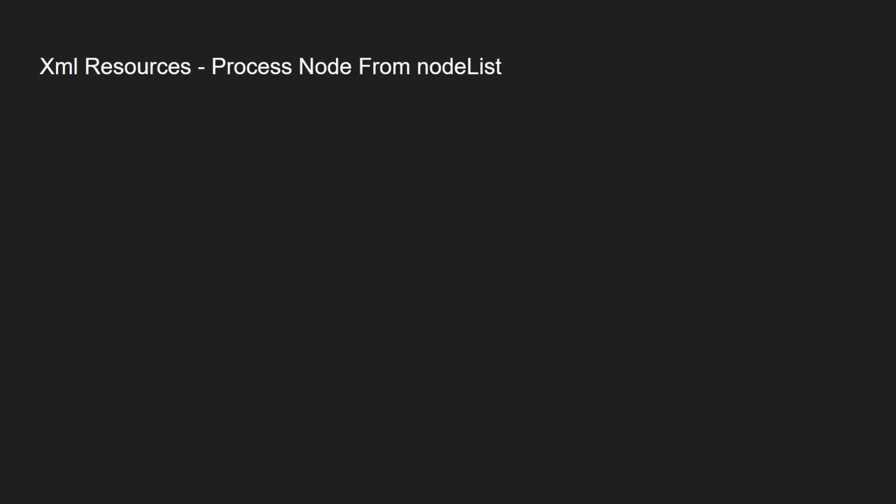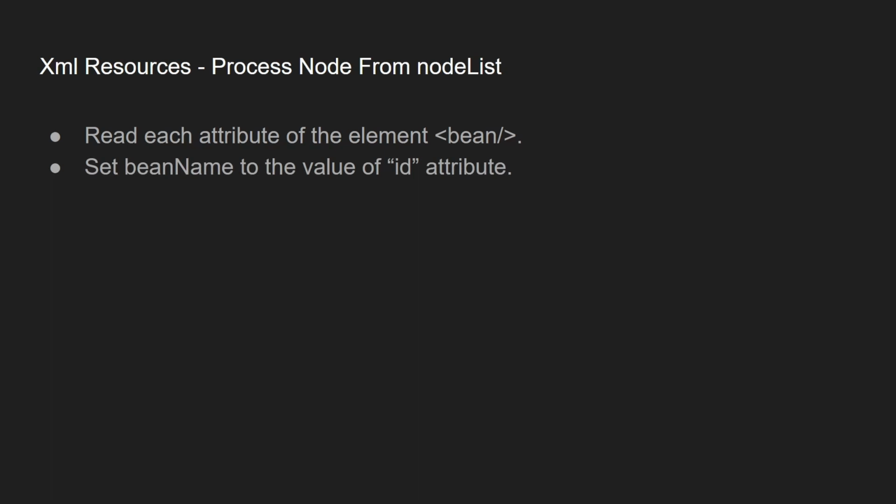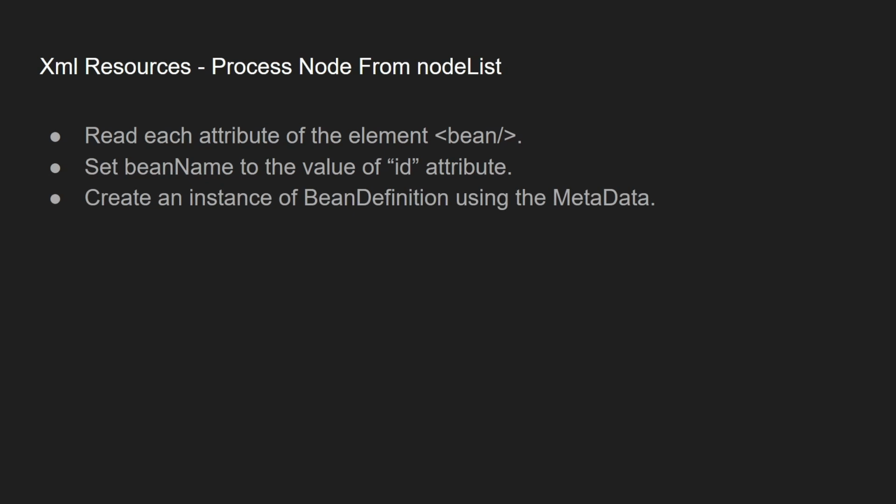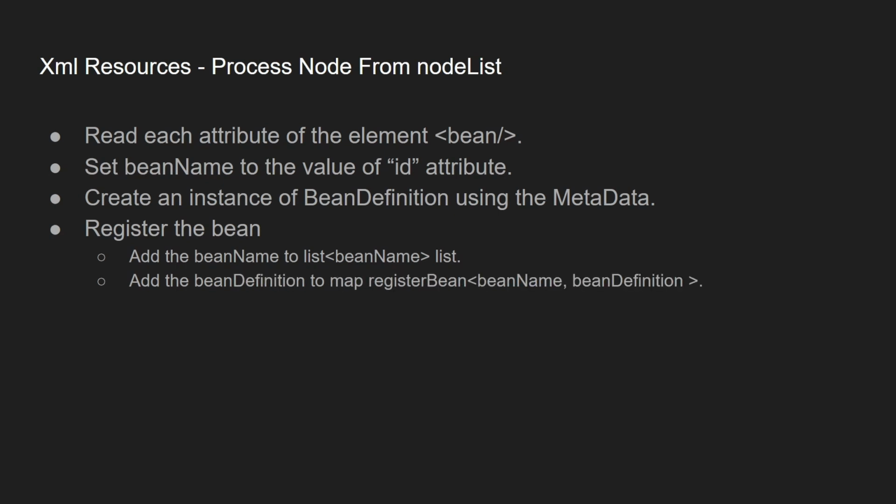Let's see what all takes place in the processing of the node list. It reads each attribute of the element bean and get the ID attribute and set the bean name with the ID attribute. Create an instance of the bean definition using the metadata information, which is read through the metadata reader, and add all that information in the bean definition, and then start registering the bean. In the registration of the bean, the name is added to the list of bean names, similar to how it was done in the other two ways, and then it adds the bean definition in the registered bean map. Once that is done, the aliases are added to the map.